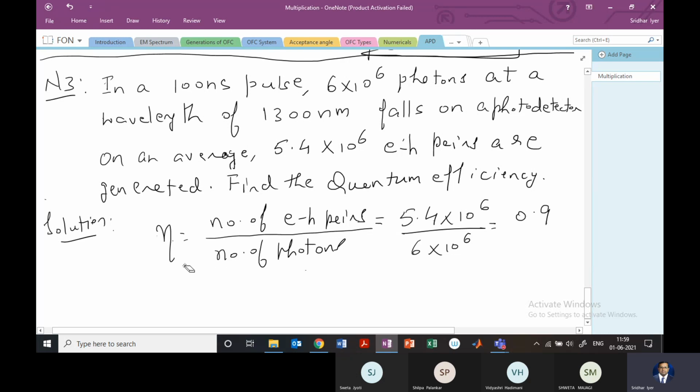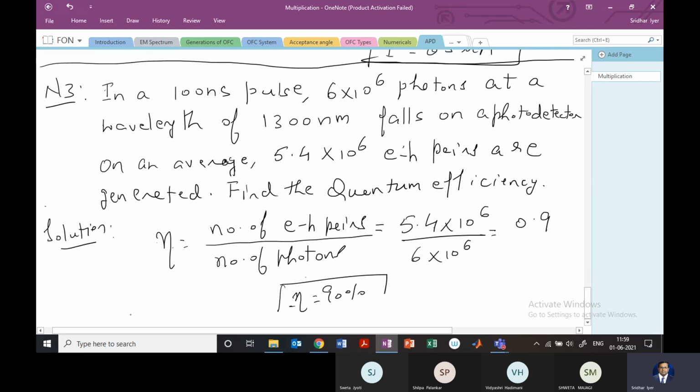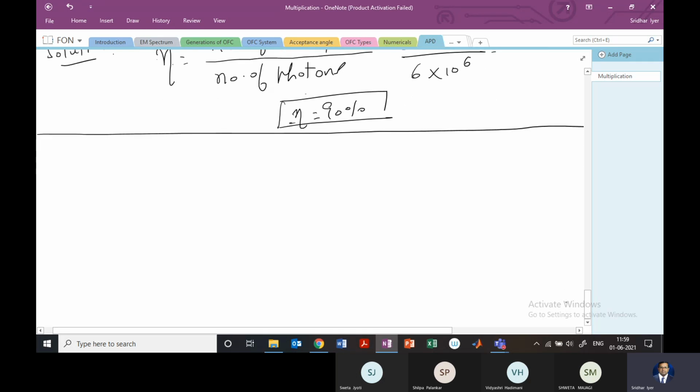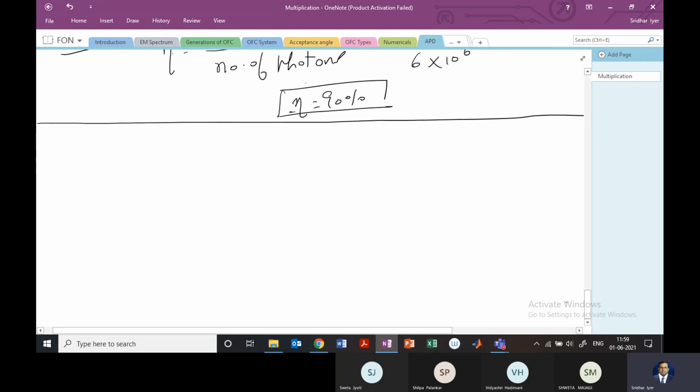So this is a very good photodetector because its quantum efficiency is 90%. If 100 photons fall, 90 of them are converted to the corresponding electron hole pairs. That is the idea there.